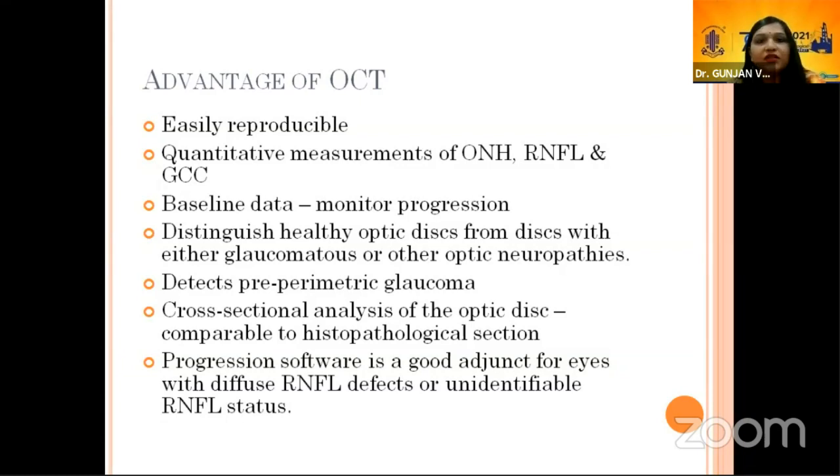We can distinguish glaucomatous damage from non-glaucomatous damage or any other optic neuropathies with the use of OCT. We can detect pre-perimetric glaucoma, which cannot be detected by clinical evaluation. The OCT gives us cross-sectional analysis of the optic disc, which is comparable to the histopathological section of the optic disc. And the progression software is a good adjunct for eyes with diffuse RNFL defects or unidentifiable RNFL.